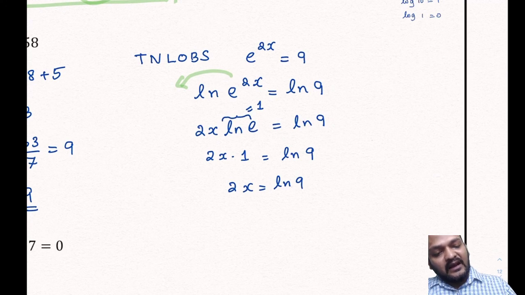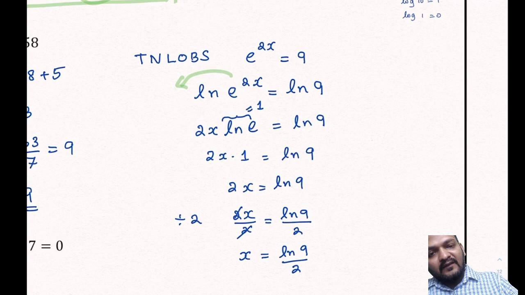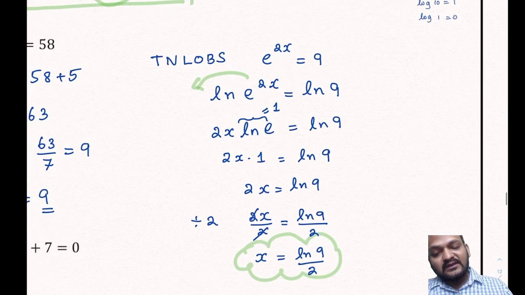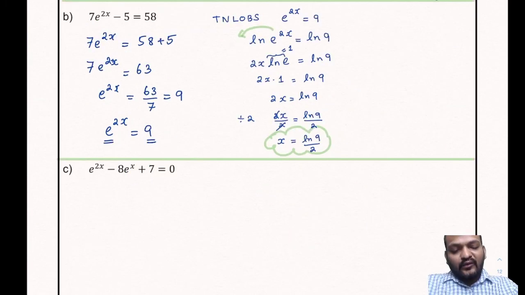To isolate the x, I am going to divide both sides by 2. If I divide both sides by 2, I am going to have 2x over 2 equals ln of 9 over 2, and the 2 and 2 get cancelled. So now I have x equals ln of 9 over 2, and that is your solution to this exponential equation, and that's how you solve this problem. All right, let's see how we solve the next one.